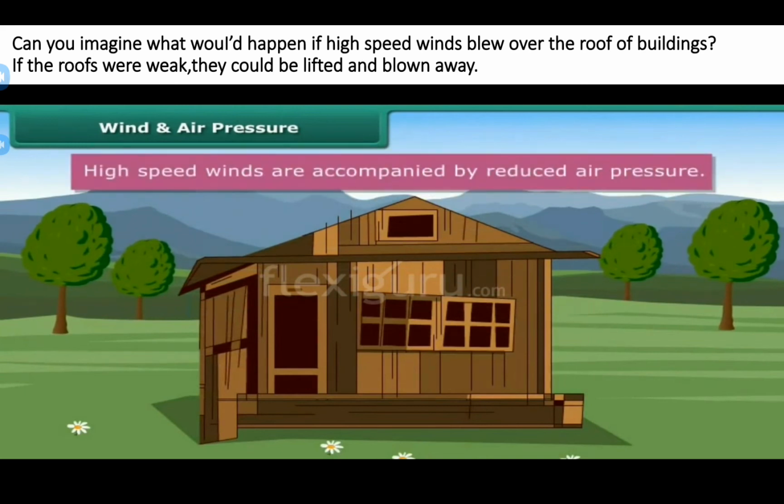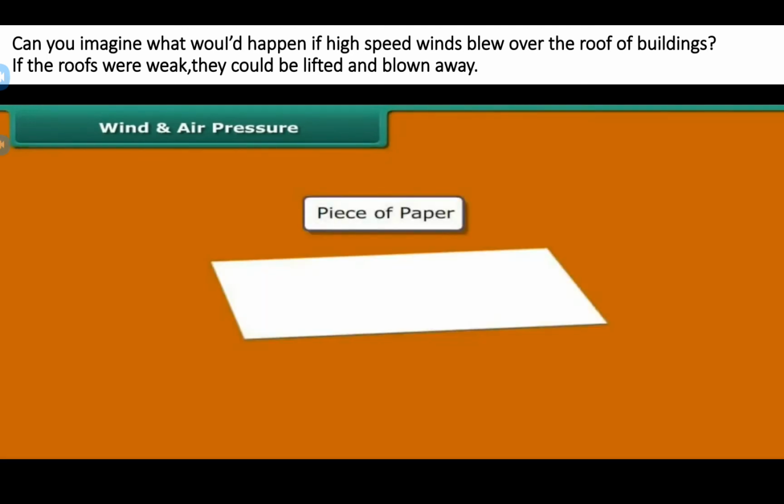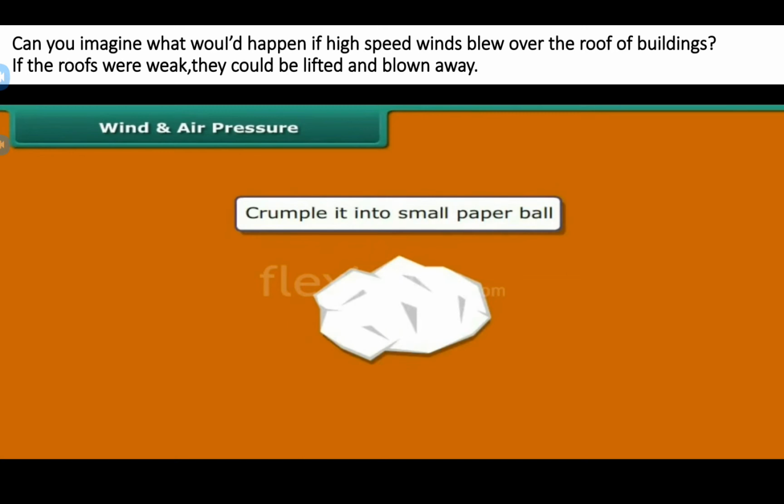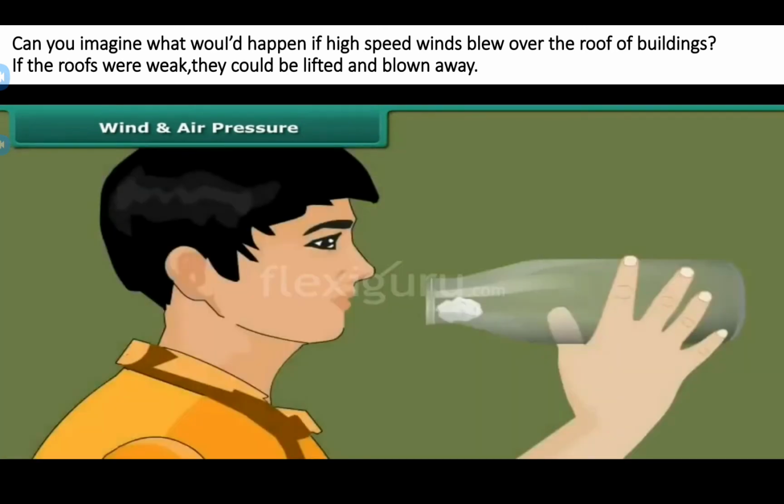High speed winds are accompanied by reduced air pressure. So for this activity, what do you need? You need a piece of paper. Crumple a small piece of paper into a ball. The size of the ball should be smaller than the mouth of an empty bottle. Hold the empty bottle on its side and place the paper ball just inside its mouth.